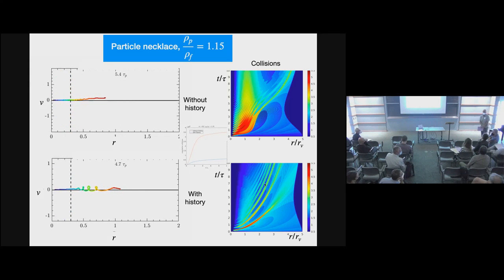Hello, Rama. I have a question about this particle necklace and computing the history term, which is the Basset force. I see that the density of the particle is pretty high. So I guess what is the Stokes number for this simulation that you've done?